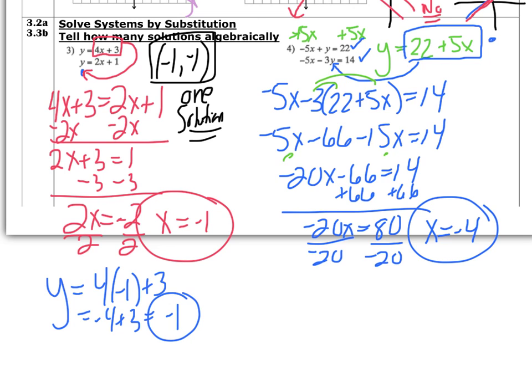X is negative 4. I can put this x value back into either here and solve. I could put it here. I could put it here. I could use any one of these three equations. This one's going to be the least amount of work.